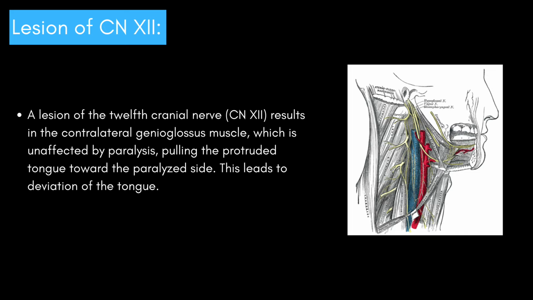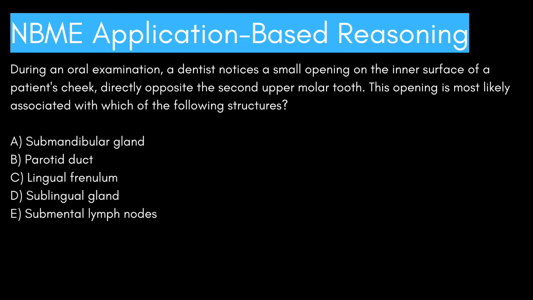All right, guys, now that we have covered all of the content, let's go ahead and take a look at some questions to review the knowledge you have gained so far. During an oral examination, a dentist notices a small opening on the inner surface of a patient's cheek, directly opposite the second upper molar tooth. This opening is most likely associated with which of the following structures?